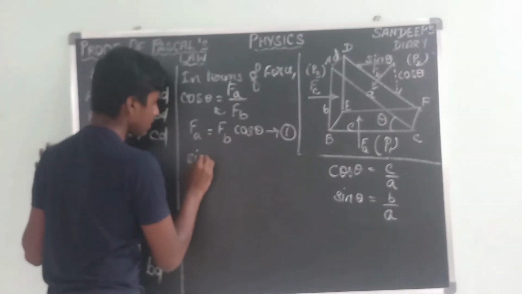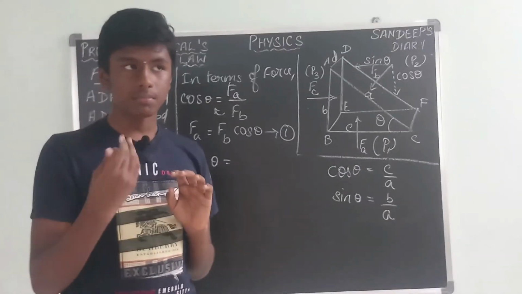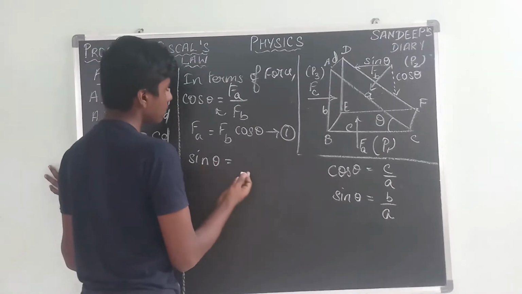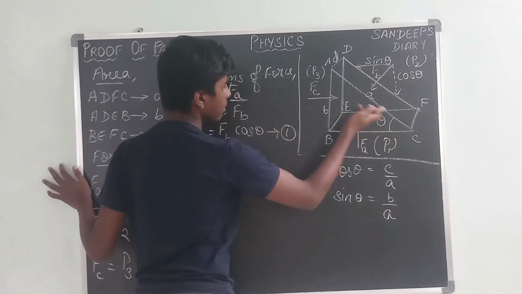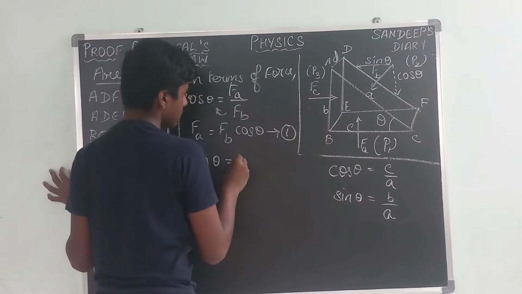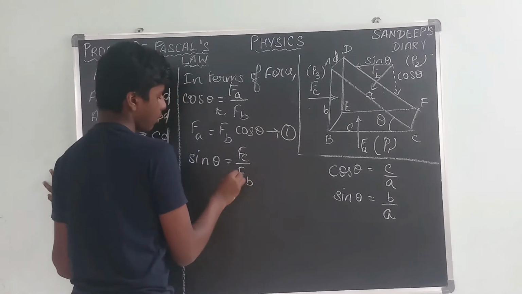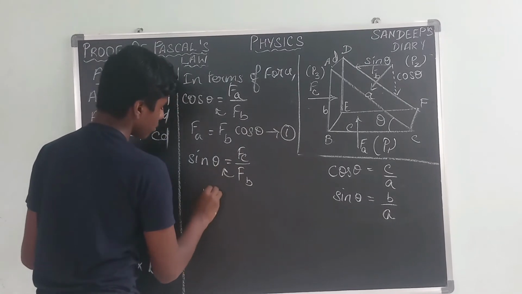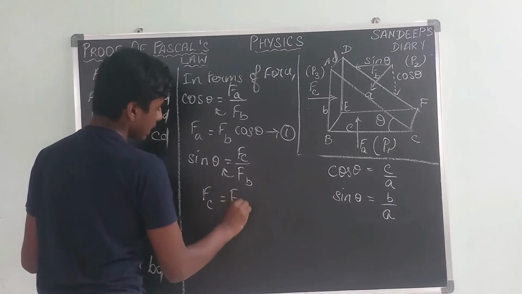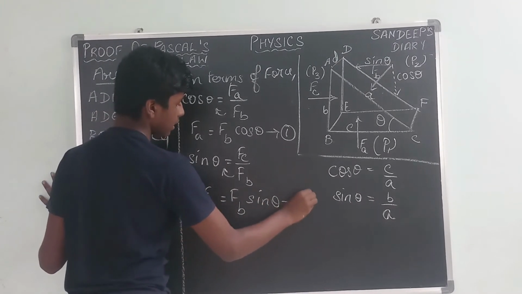Next, sin theta. Sin theta is equal to opposite by hypotenuse. What is the opposite side of theta? Opposite side of theta is this, right? AB. AB, what force is acting? FC. So what is the hypotenuse side? It is FB. I am going to multiply over this side. So FC will be equal to FB sin theta.